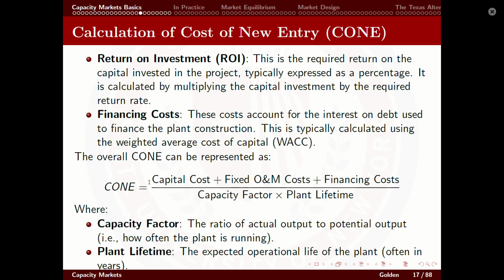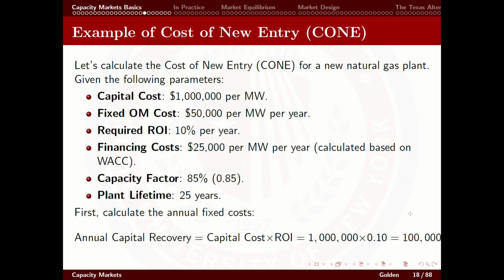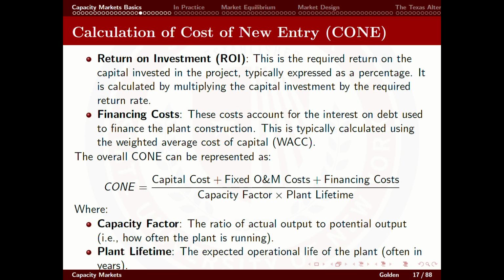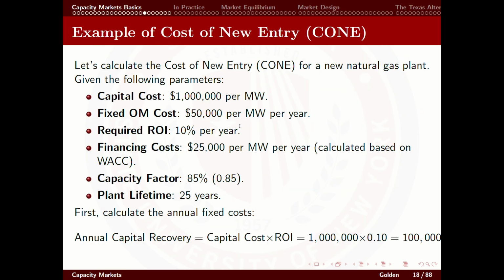The overall CONE can be represented as the sum of the cost divided by the capacity factor times plant lifetime. The capacity factor is the ratio of the actual output to the potential output, and the plant lifetime is the expected operational life of the plant in years. So let's calculate cost of new entry for a new natural gas plant given the following parameters. Capital cost $1 million per megawatt. Notice, unlike levelized cost of energy, we've already divided and put these things in terms of megawatts or megawatt hours. Fixed O&M cost, $50,000 per year.